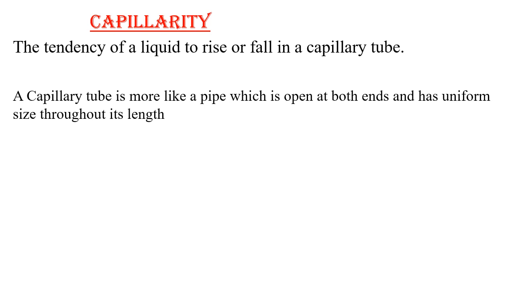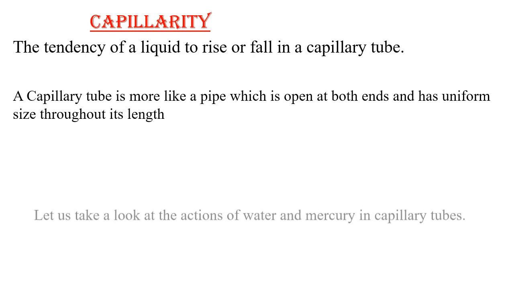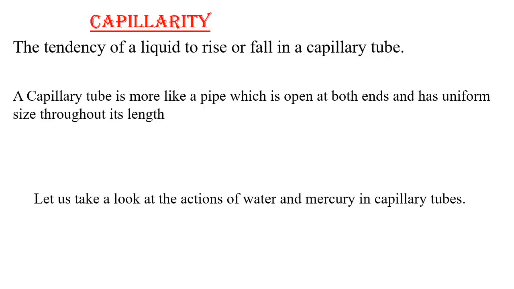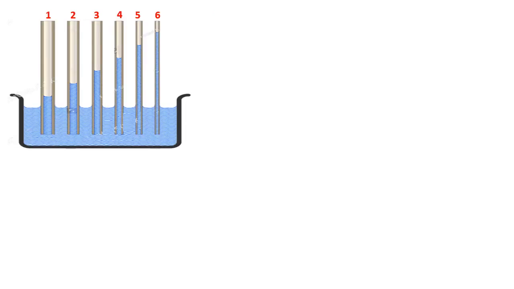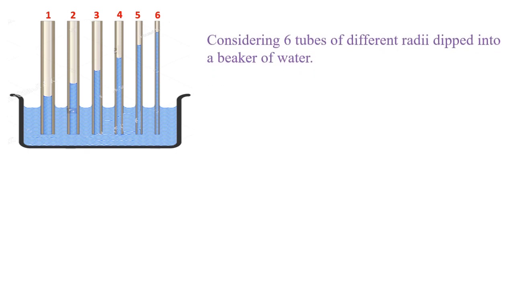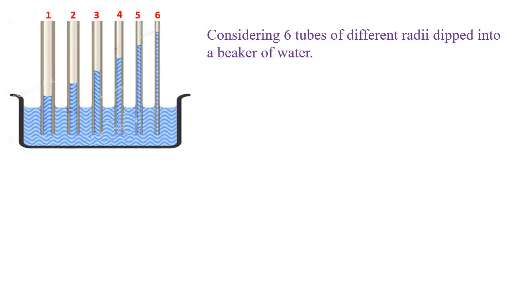Let us now consider the actions of water and mercury in capillary tubes. The action of water in a capillary tube is demonstrated using 6 capillary tubes in this picture. In this picture, we can see that the 6 capillary tubes are of different radii. The number 1 capillary tube has the highest radius, and capillary tube 6 has the least radius.